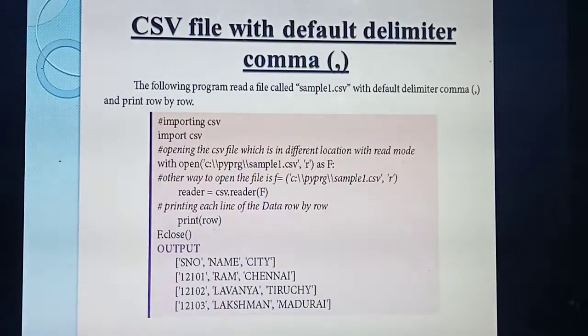Understood? So next we are going to study each topic in detail. First one is CSV file with default delimiter comma. Now we are going to see one sample program with default delimiter comma. In this output you are going to display each element row by row with each field separated using commas. This is the CSV program.